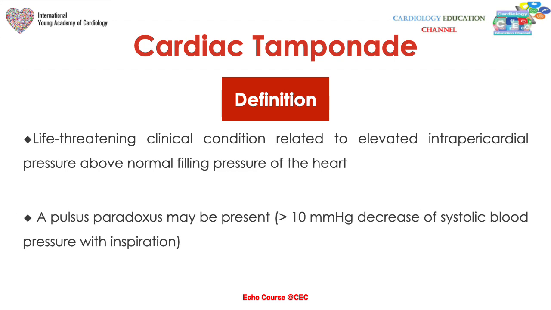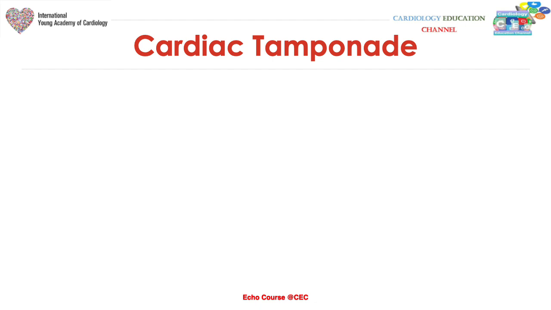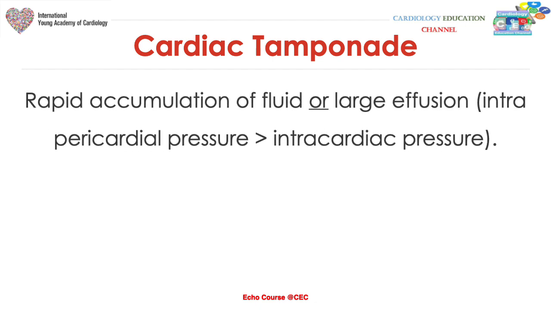Also, the definition of cardiac tamponade includes the presence of pulsus paradoxus, more than 10 millimeters decrease in systolic blood pressure with inspiration. So, in cardiac tamponade, the rapid accumulation of fluid or a large effusion makes the intrapericardial pressure higher than the intracardiac pressure, causing them to collapse.